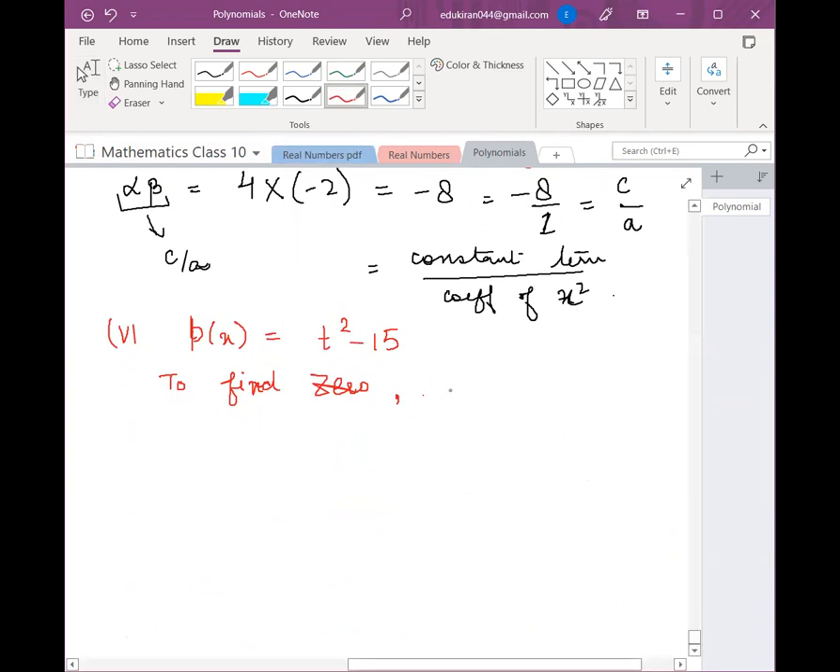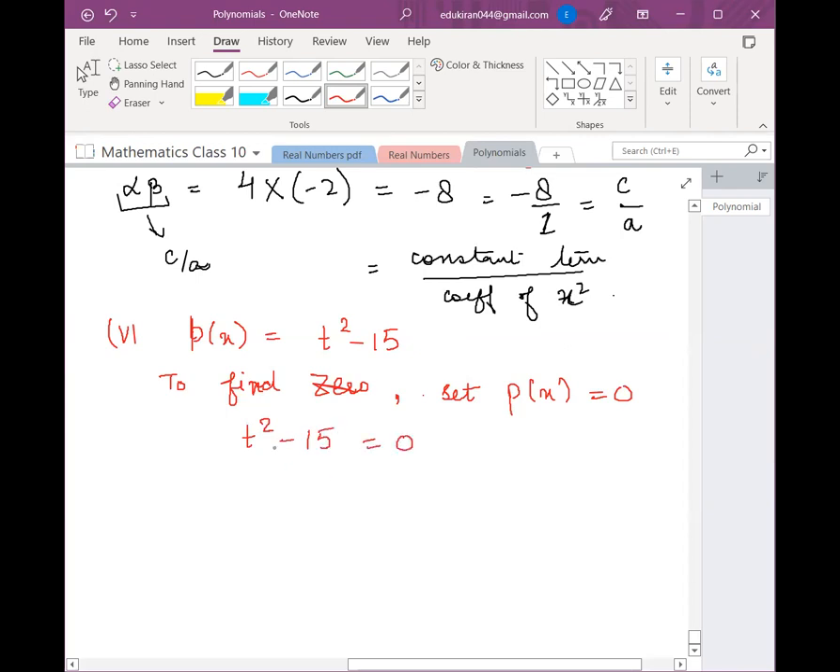To find zero, set p(x) equal to 0. Clear? Okay, this is the first step. Please remember, whenever you find the zero, you have to equate your polynomial to 0. Then only you will be able to solve it, isn't it? If you will not have 0 on the right hand side, how will you find the value of x? So basically your t square minus 15 is equal to 0.